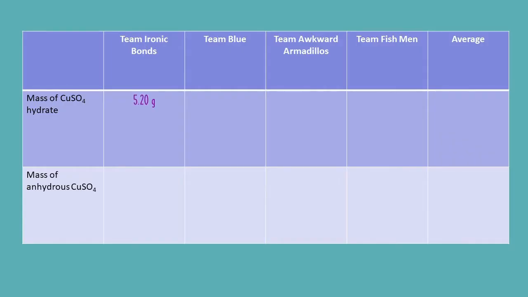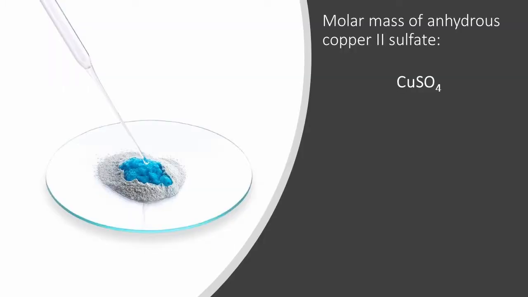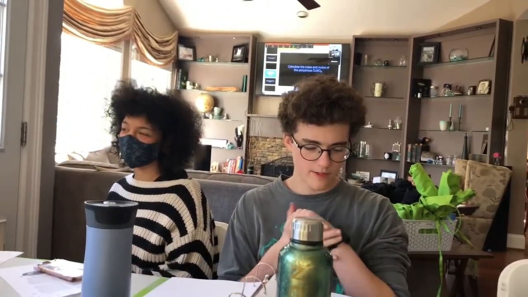Calculate the mass and moles of the anhydrous copper(II) sulfate. I don't have the molar mass. I have it's 159.609 grams per mole of just the formula by itself. Okay. All right, that's good.